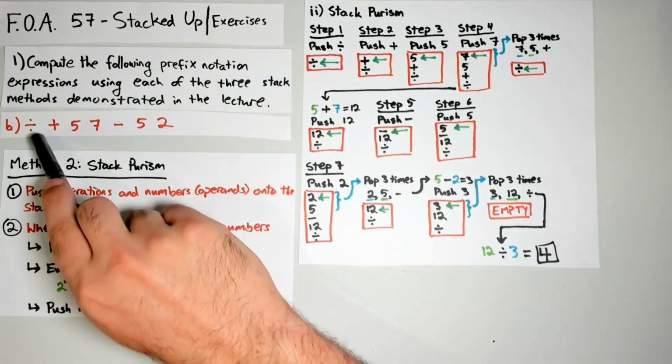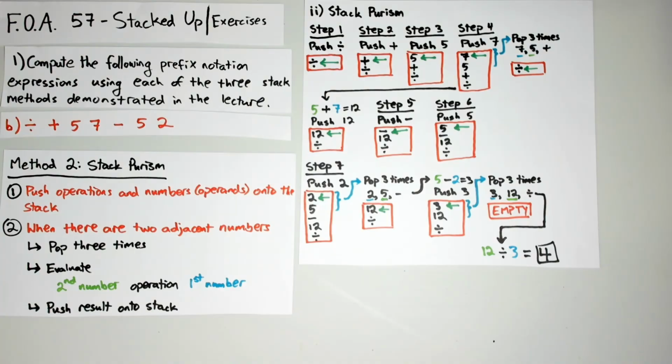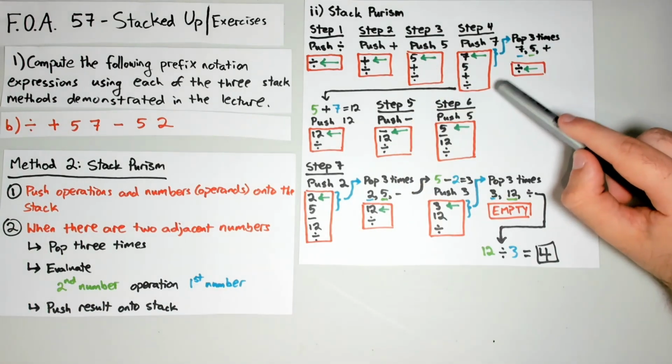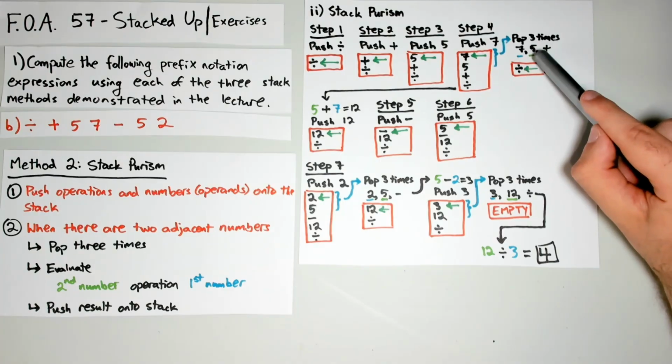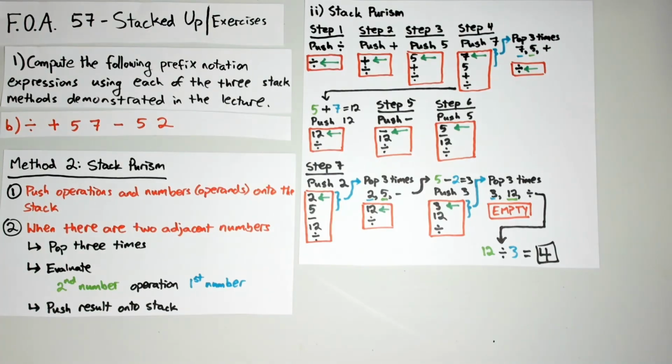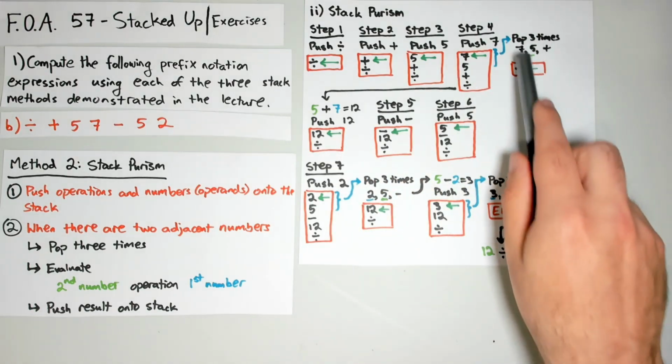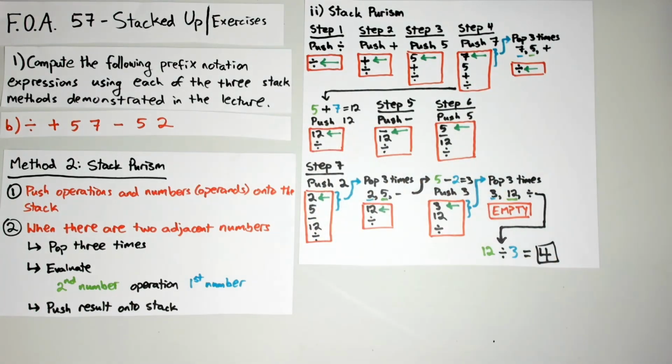Okay, so we've got a division sign. That's our first input, so we push the division sign onto the stack. Next up, we have the plus sign. Also an operation, just push that onto the stack. Remember, with this method, nothing happens until we have two adjacent numbers. So we're going to push this 5 as well, and push this 7 for steps 3 and 4. But once we push the 7, that gives us two adjacent numbers. So we pop 3 times, which gives us the 7, the 5, and the plus, leaving the division sign all by itself. And then when we evaluate what we've popped, we do the 5 plus 7, which gives us 12, which we push back onto the stack.